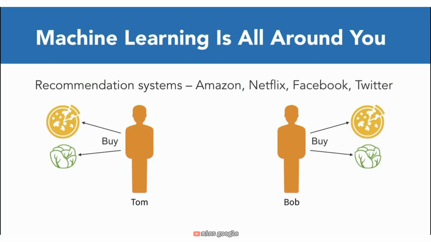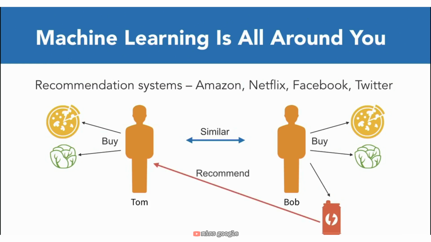So in this example, both Bob and Tom have bought and enjoyed pizza and salad. Based on their purchase and rating history, we know that Bob and Tom have similar taste. Bob has also bought and enjoyed soda, but Tom hasn't, so the system should recommend soda to Tom. So that's the 10,000-foot view of how collaborative filtering works.